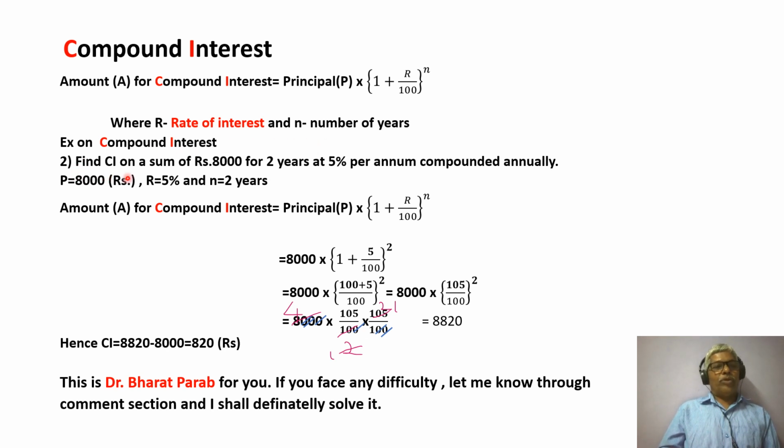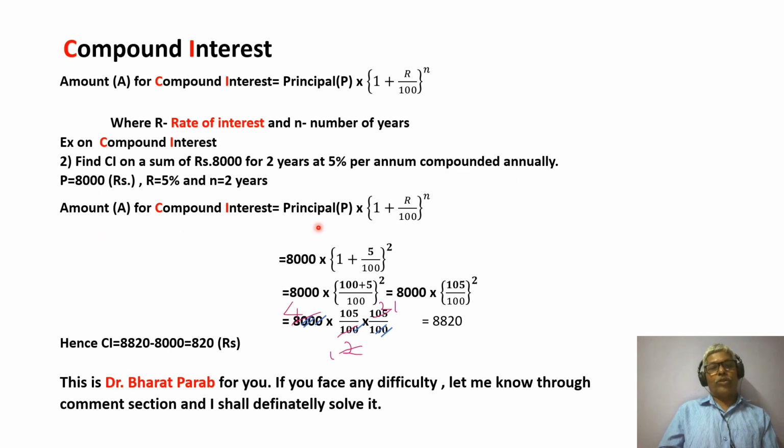To find compound interest, CI stands for compound interest, on a sum of rupees 8,000 for 2 years at 5% per annum, compounded annually. Remember this term, compounded annually. You will come across this term, compounded annually, compounded half yearly, compounded quarterly, and the formula is going to change accordingly. We will see this in other videos, but for the time being, this is compounded annually. So n is equal to 2 now. You will see this again. So P is equal to 8,000, R is 5%, and n equal to 2.